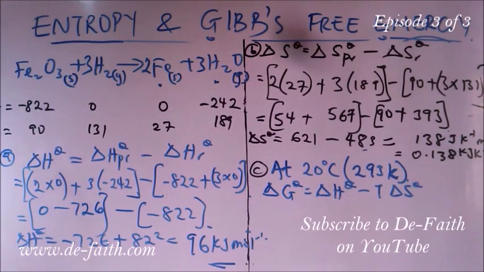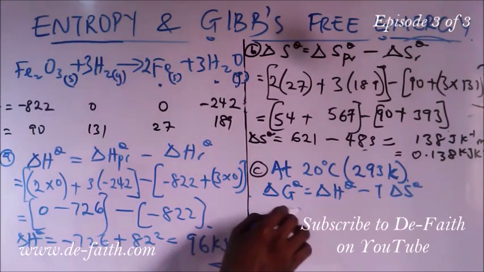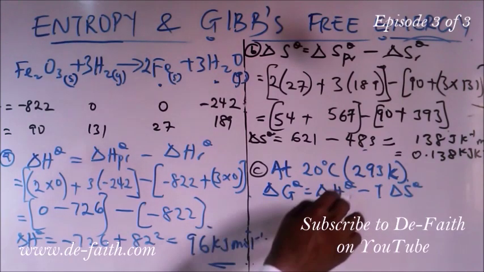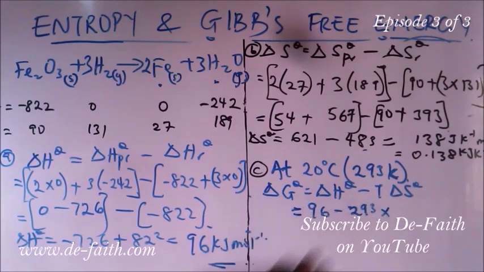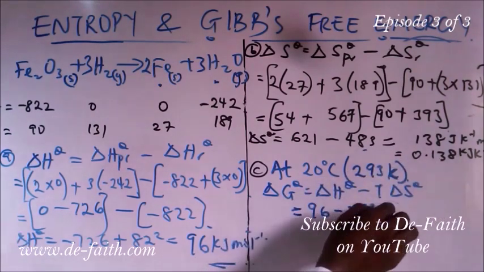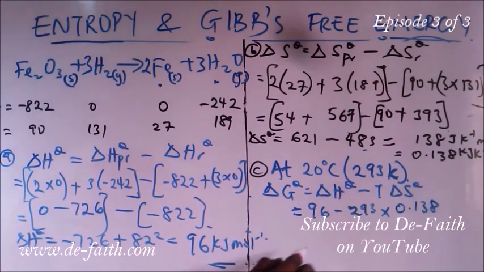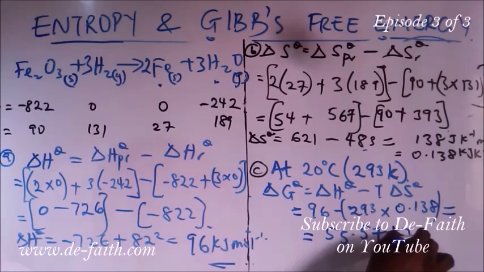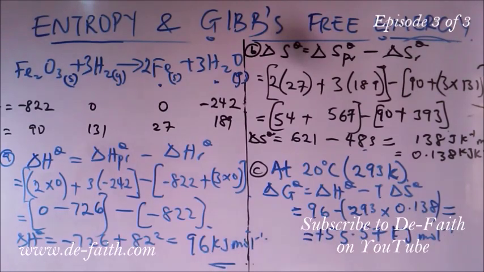Those are standards. Now for the delta H, we have 96 over here minus the temperature at 20 degrees Celsius, that is 293, multiplied by the delta S. This is the delta S, that is 0.138. Now when we multiply all this out, we will have 55.57 kilojoule per mole. Now this is a positive Gibbs free energy, and when it is positive, it is not spontaneous, so it is non-spontaneous at 20 degrees Celsius.